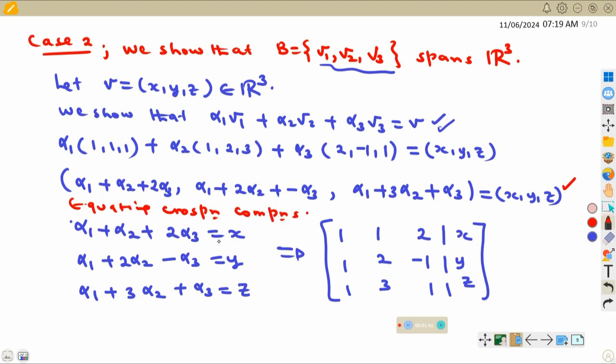So when you equate the corresponding components, you will be able to get these 3 equations, which you can put in the augmented form. And in augmented form, we shall have 1, 1, 2, x; 1, 2, negative 1, y; then 1, 3, 1, and z. So in augmented form, we shall be able to get this matrix here. Our interest is to simplify this matrix to echelon form, so we can see if the solution exists or not. So let us look at how best we can deal with this matrix.